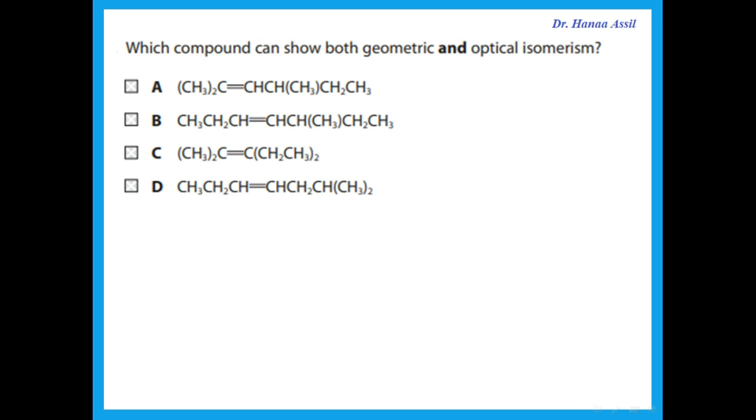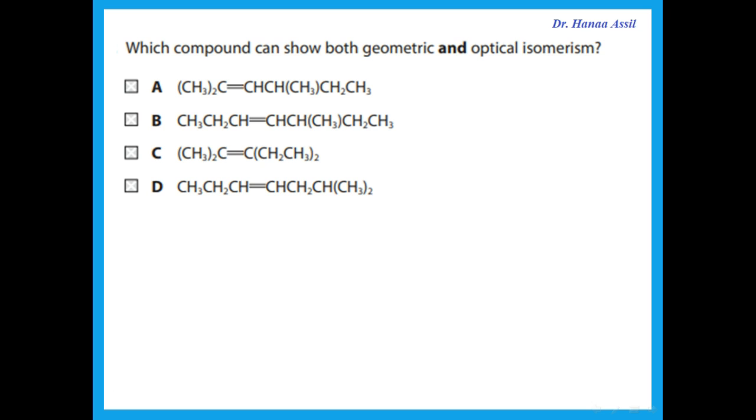We said geometric means cis-trans or EZ. To have geometric isomerism, it must have a double bond in which the 2 carbons of the double bond are each attached to 2 different groups. That will give me a cis or trans. And of course, an optical isomer is the one that has a carbon bonded to 4 different groups.